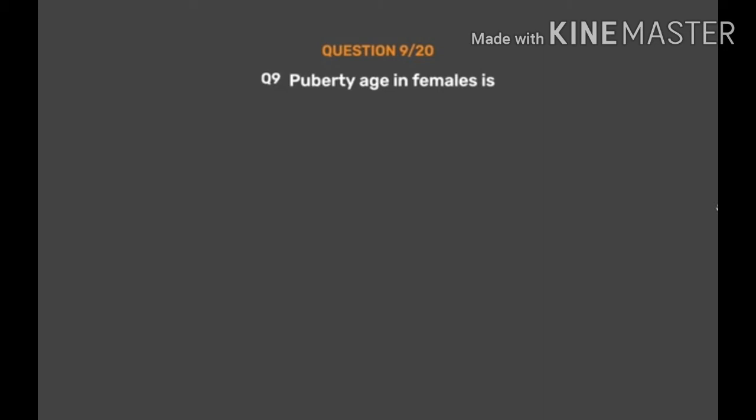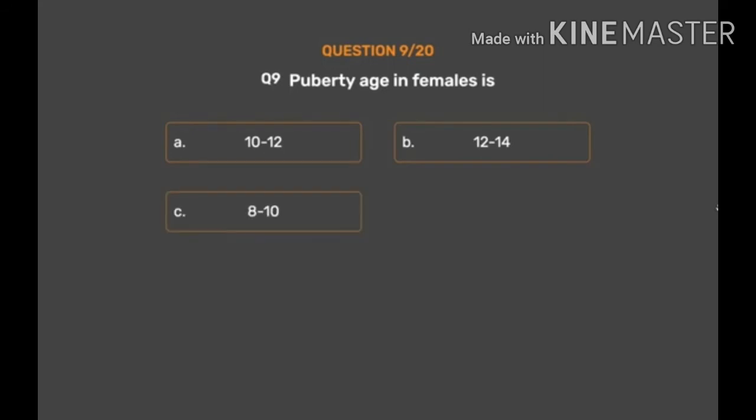Question number 9. Puberty age in females is option A, 10 to 12. Option B, 12 to 14. Option C, 8 to 10. Option D, more than 14 years.